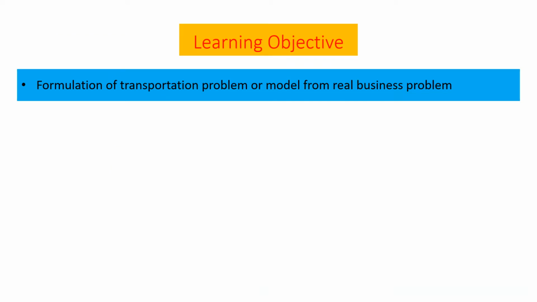The learning objective of this lesson is formulation of transportation problem or transportation model from a real business problem, so as to get the optimum solution. The objective of getting a transportation model from a real business problem is to ultimately find the optimum solution that minimizes the transportation cost.